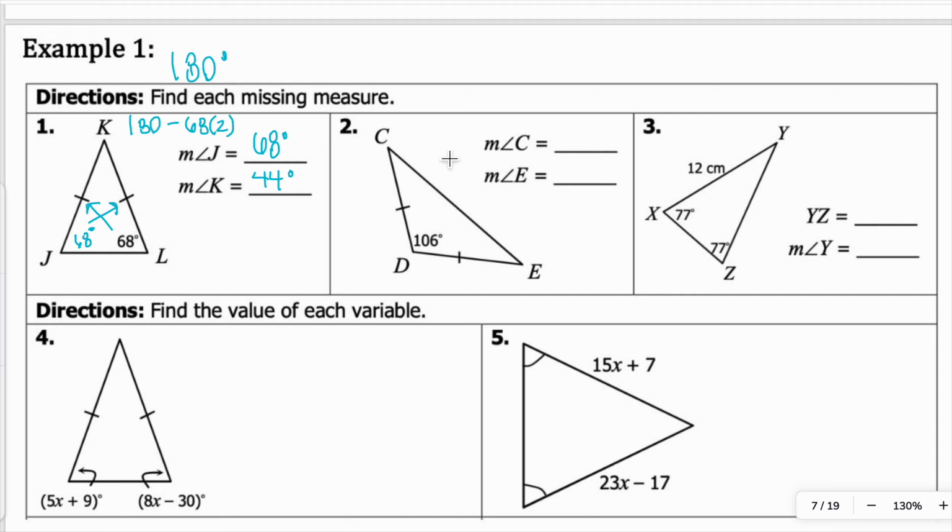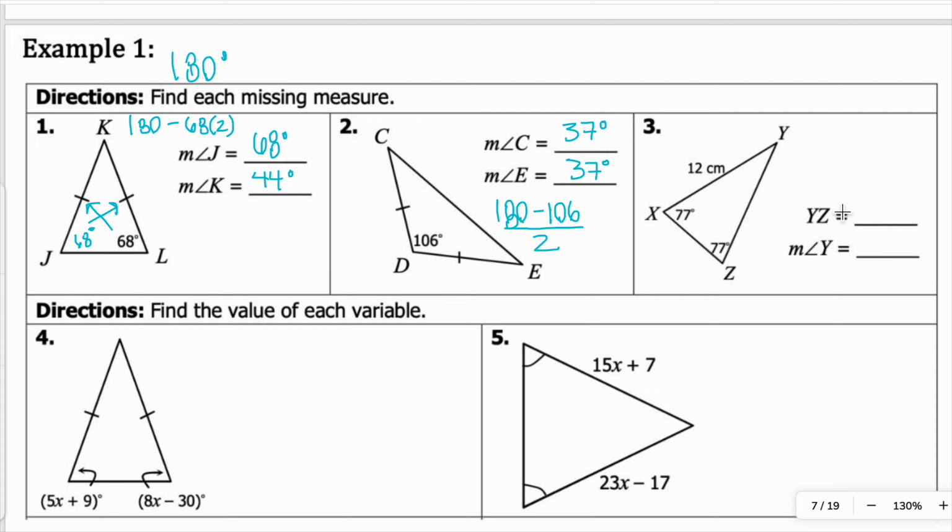Okay? Next up, angle C and angle E are our matching angles. So 106 is the lonely angle. So what I can do here is take 180 minus 106 and then divide whatever I get from there by 2. Both C and E are going to end up being 37 degrees.